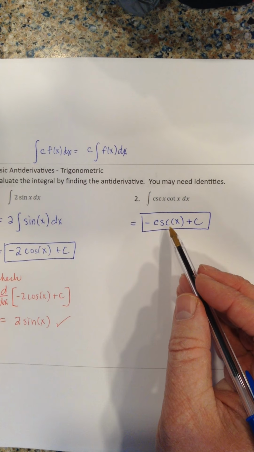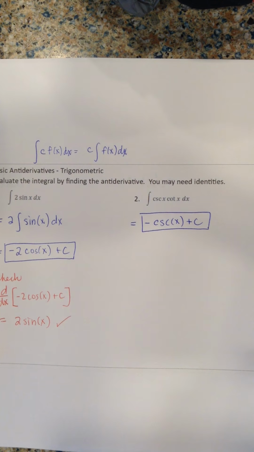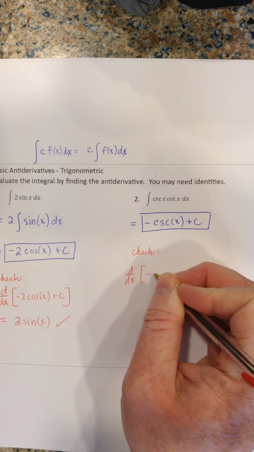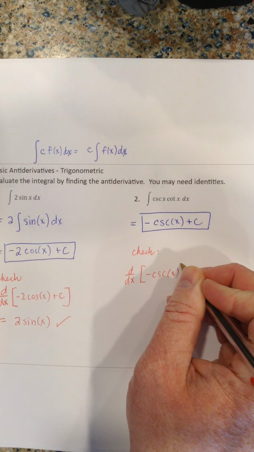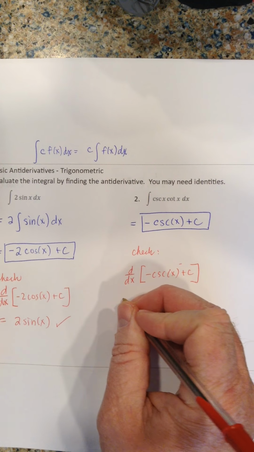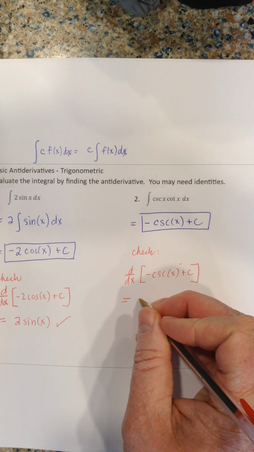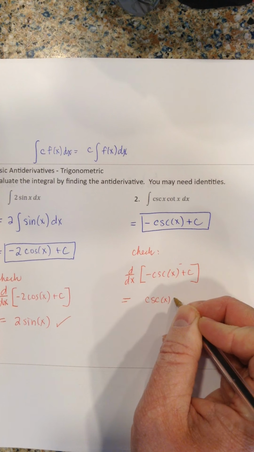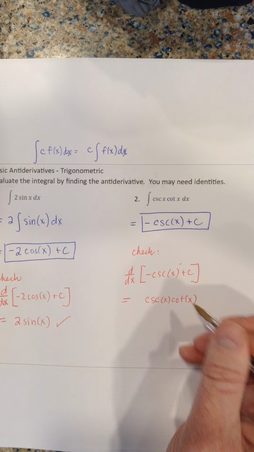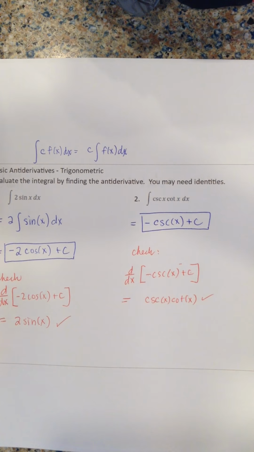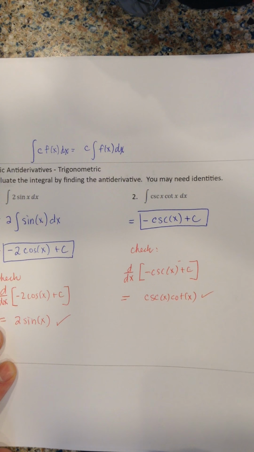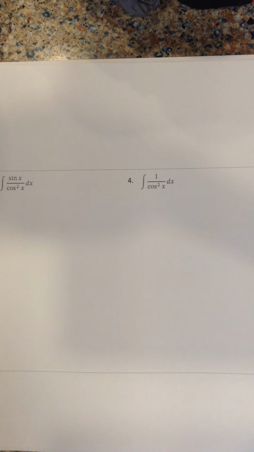So, how would I check that if I wanted to check it? Well, the derivative of negative cosecant of x plus a constant c is equal to, well, let's see, the derivative of cosecant is negative cosecant x cotangent x, but then I have a negative out front, so those cancel out. Derivative of a constant is 0, so it works. And again, I'd recommend knowing your tables and being able to take derivatives in your head to be able to check your work. Alright, 2 more examples.